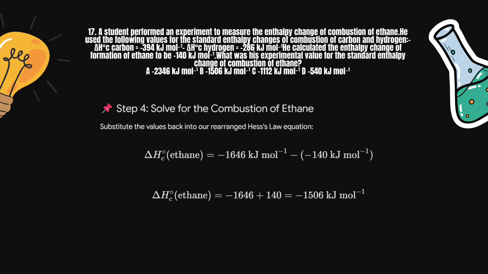Step 4, now we just substitute these values back into our rearranged Hess's law equation to solve for the combustion of ethane. We take our reactant total of minus 1646 and subtract the formation value of minus 140.